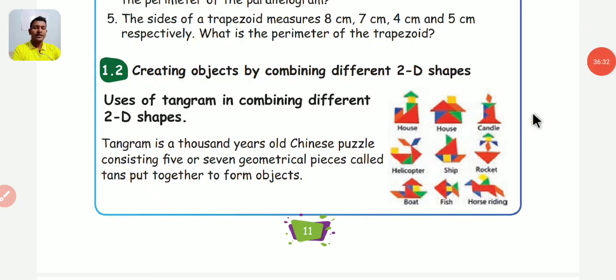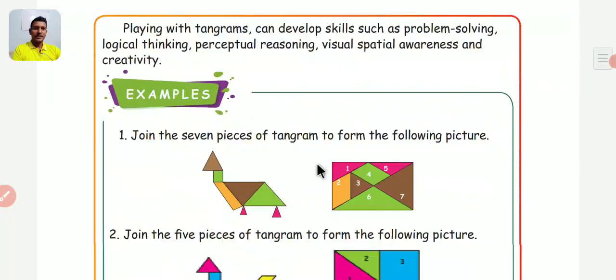Now here we have the tangram. You have already learned what a tangram is in your 3rd standard. Tangram is a traditional Chinese puzzle. A square is divided into 7 pieces or 5 pieces. That is called tangram. By using those pieces we can make so many pictures like animals, house, boat. You see here.